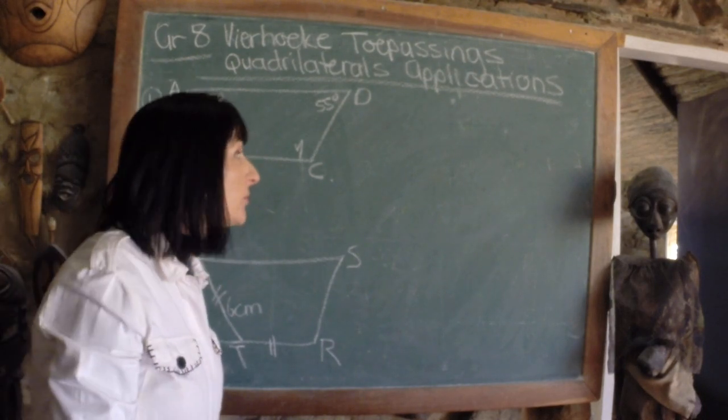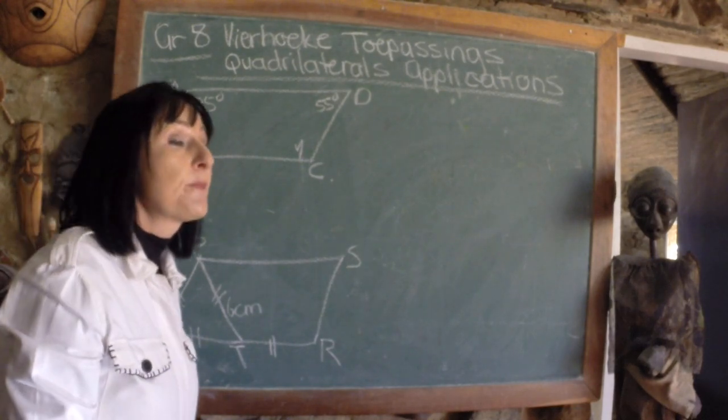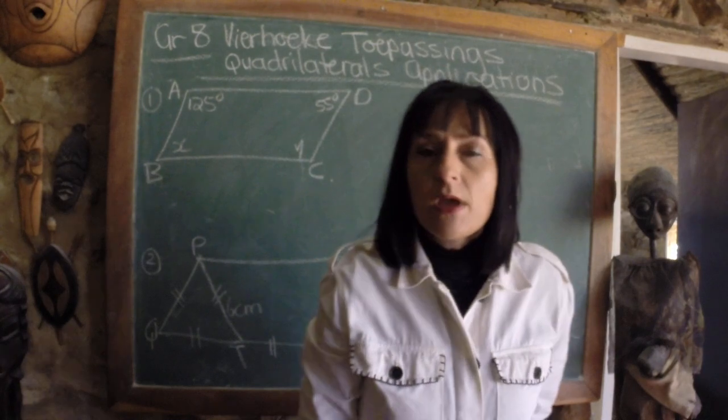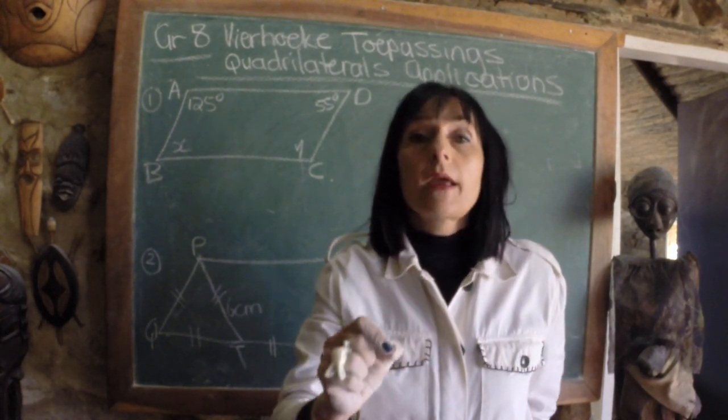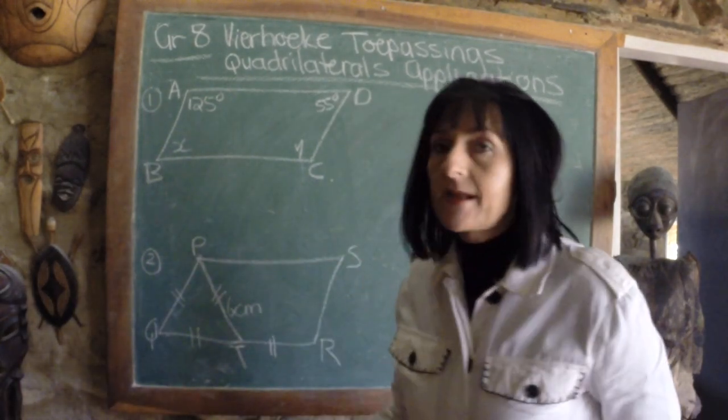I tell you that this quadrilateral ABCD is a parallelogram. And because I tell you it's a parallelogram, you must now apply your knowledge of parallelograms on this sum.